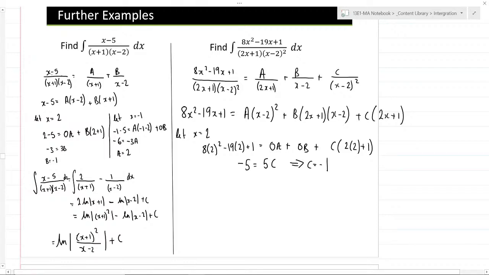Good. Then let x be equal to negative a half. So 8 times (negative a half) all squared minus 19 times (negative a half) plus the 1 is equal to, now it's the first term that's the only one without the (2x plus 1) in. So it's going to be a times (negative a half minus 2) all squared. Because of the 2x plus 1, that's going to be plus 0b plus 0c.